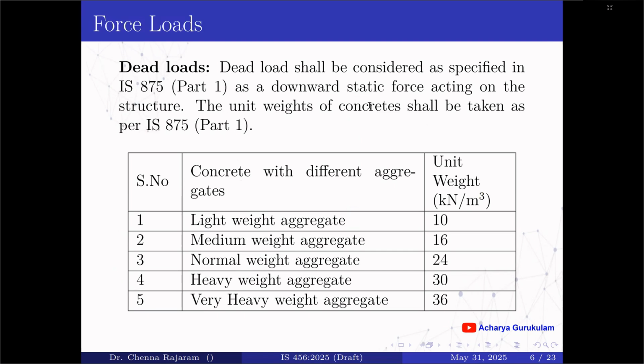Dead loads shall be considered as specified in IS 875 Part 1 as a downward static force acting on the structure. The unit weight of concrete shall be taken as per IS 875 Part 1. Here is a tabular column which is given for unit weight for different concrete with different aggregates: lightweight aggregate, medium, normal, heavy, and very heavy weight aggregates. So these are the unit weights that are specified in the table given.